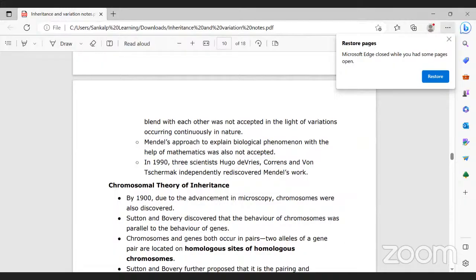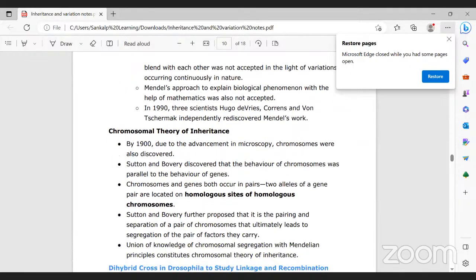By 1900, due to the advance of microscopy, chromosomes were also discovered. Sutton and Boveri discovered that the behavior of chromosomes was parallel to the behavior of genes. Chromosomes and genes both occur in pairs. The two alleles of a gene pair are located on homologous sites of homologous chromosomes.